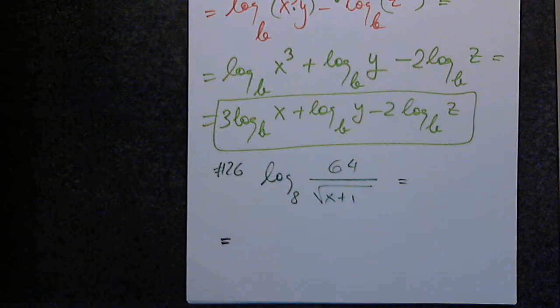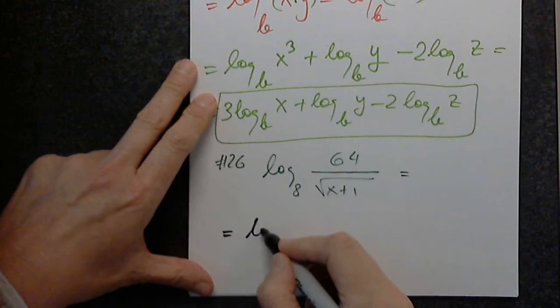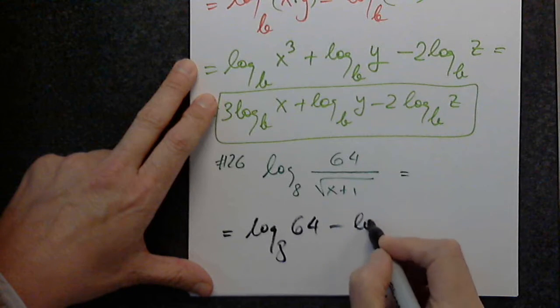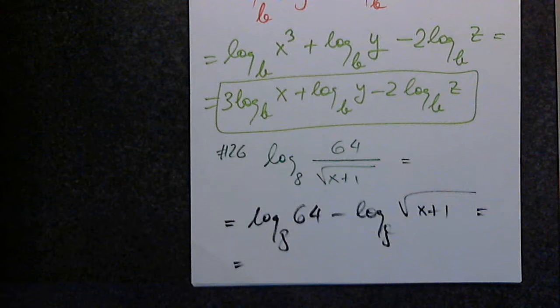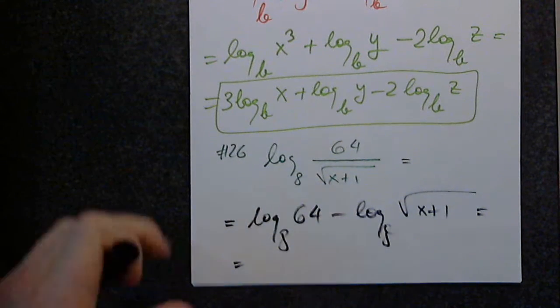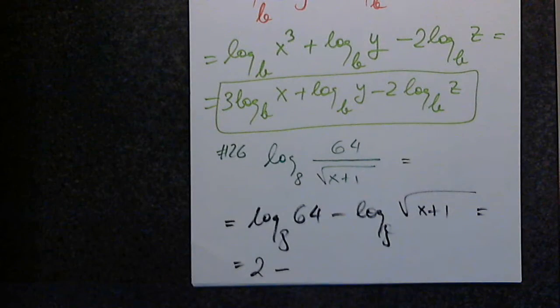The log base 8 of 64 minus log base 8 of the square root of x plus 1. That's it. That's the first step. Awesome. Now, I'm asking myself, can I simplify log base 8 of 64? Yes. So always remember, 8 raised to which power is 64? 2. So this whole thing is 2.